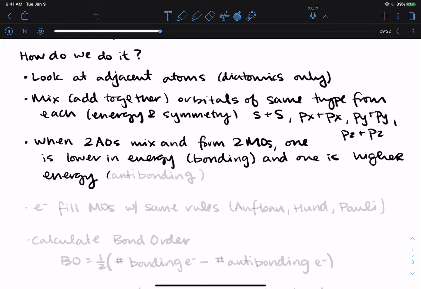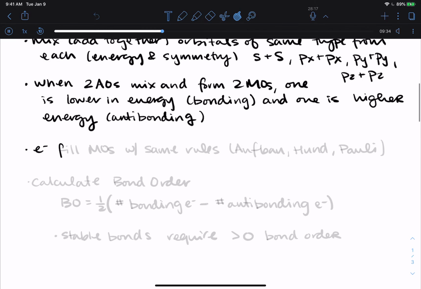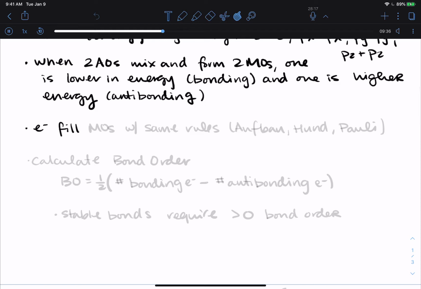And this higher energy one is anti-bonding. Once we have molecular orbitals, we will put electrons in them, and the electrons fill molecular orbitals with the same rules that we have used before. So we will follow Aufbau, Hund's rule, Pauli exclusion principle, and I think that's it.